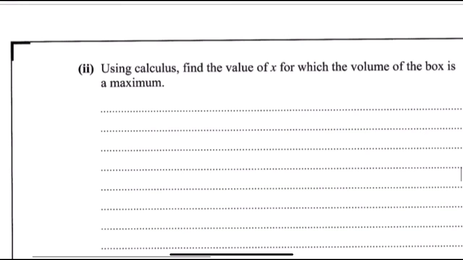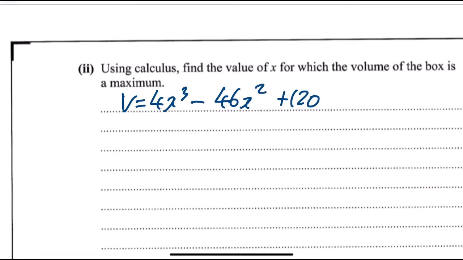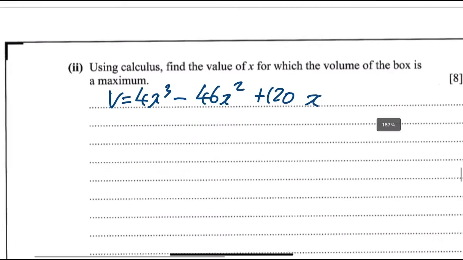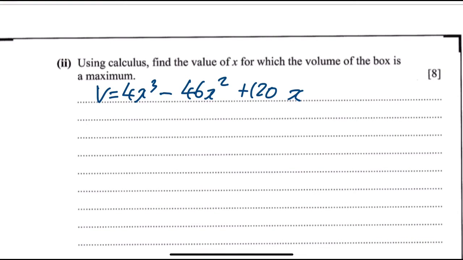Okay, let's write that down again here. We're going to need that in a wee second. What was that? 4x cubed minus 46x squared plus 120x. It says, using calculus, find the value of x for which the volume is a maximum. So this is going to be calculus, and well, they've given us that clue anyway.